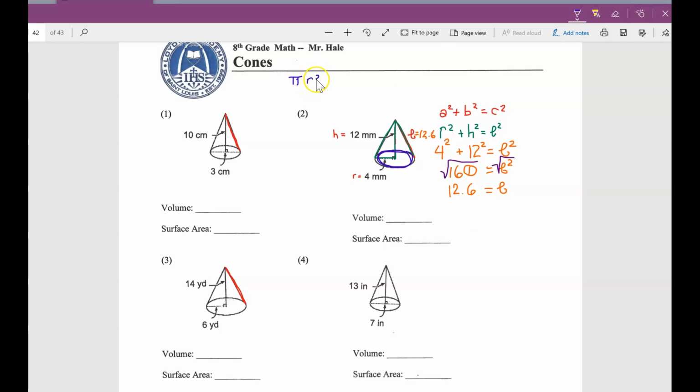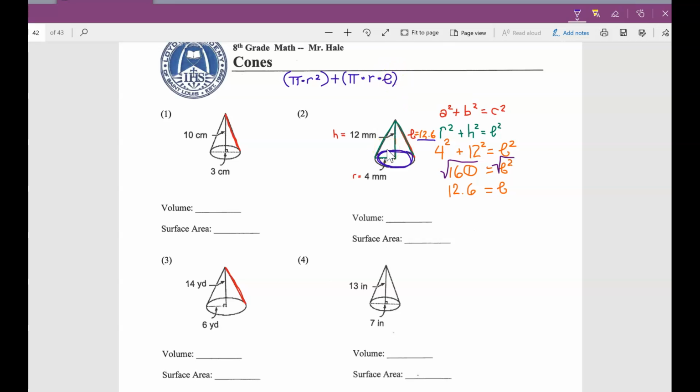r squared. That is the formula for finding the area of a circle. That will give us the area of this circular base. We're going to put that in parentheses. And then we're going to add a second expression. It's going to start very similarly. It's going to still be pi times radius, but this time we're going to multiply by our slant.